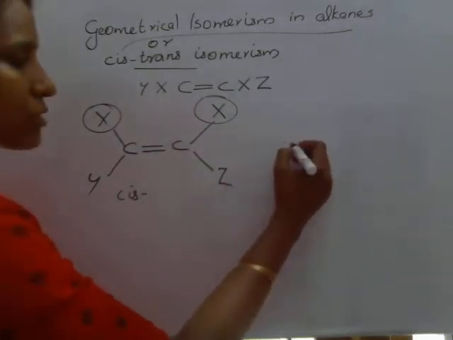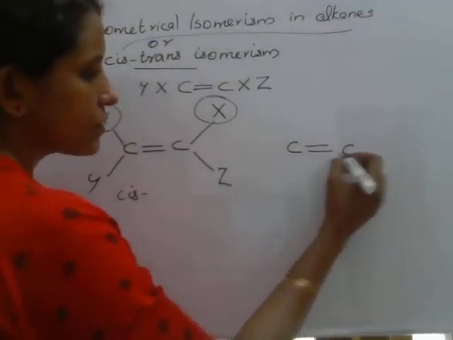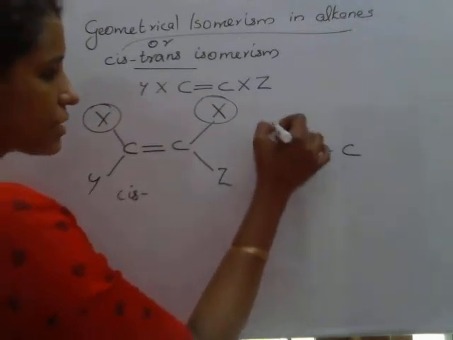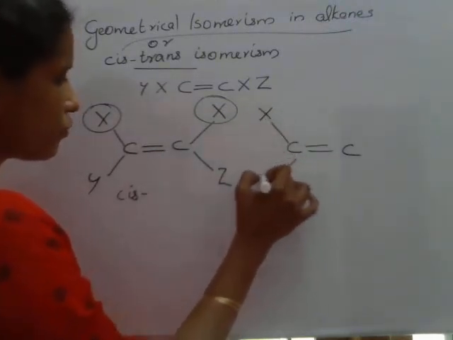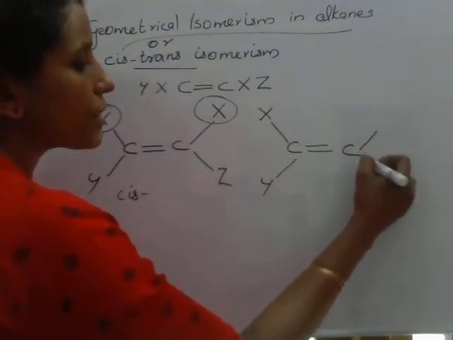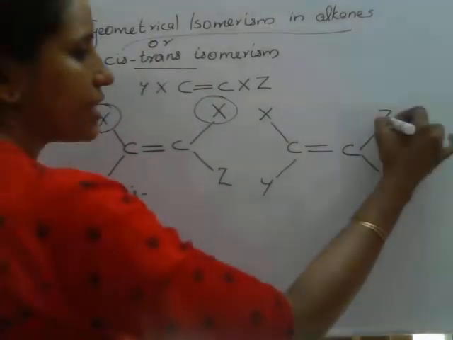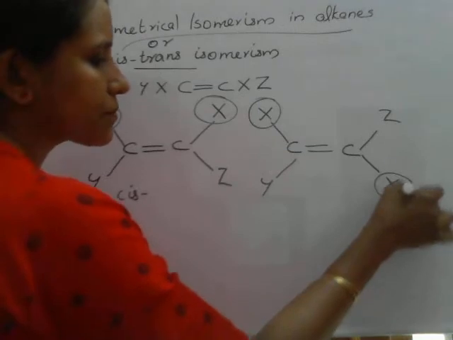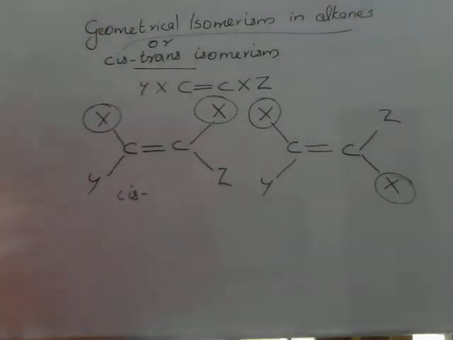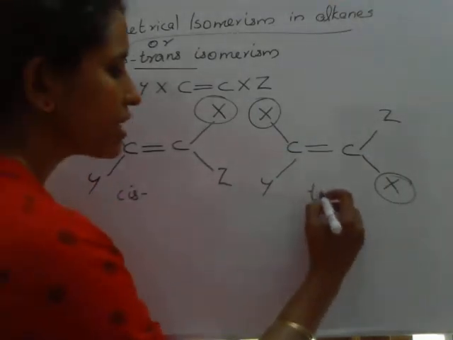Now the trans arrangement is also possible. Here around the doubly bonded carbon atoms, on the first carbon atom X above, Y below. On the second carbon atom, X is arranged below and Z above. See, identical groups are on the opposite side of the double bond. Hence, this is the trans isomer.